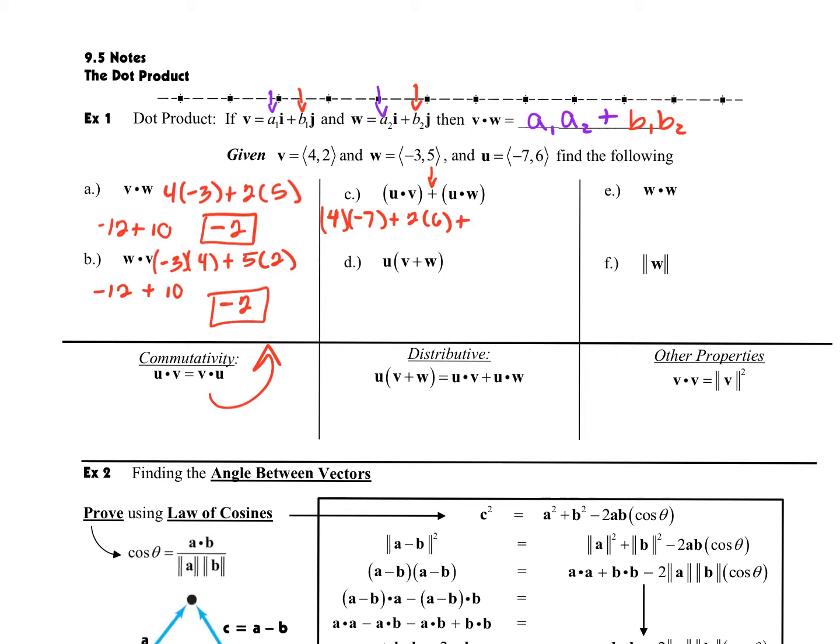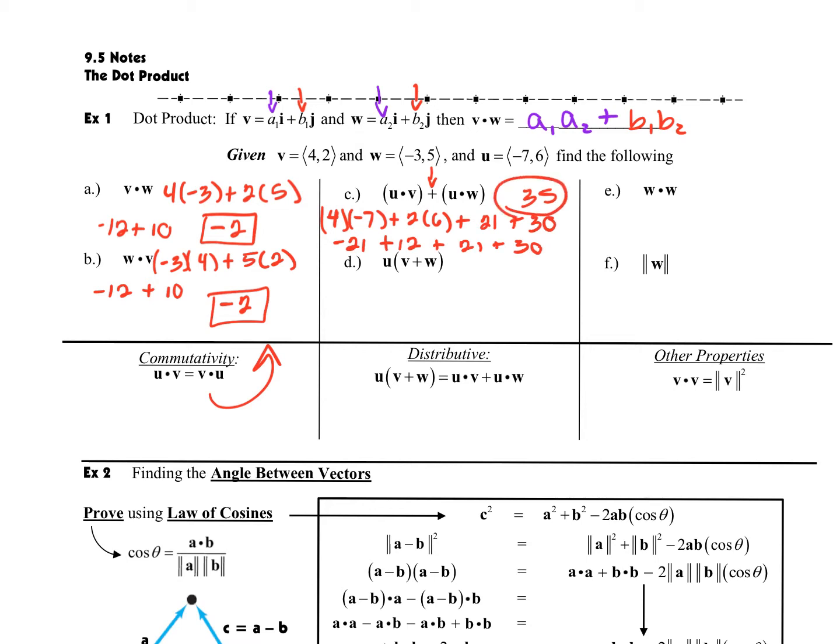So now I'm going to do my U dot W, and here's another way that we can write this. You can write out all your steps, or you can say U dot W is going to be negative 7 times negative 3, and that's going to give you a 21, and 6 times 5 is going to give you 30, so we're going to add that to 30. And of course then if we add all these up, we're going to have a negative 12, plus a 21, plus a 30, and when we add all those up, we're going to get 35.